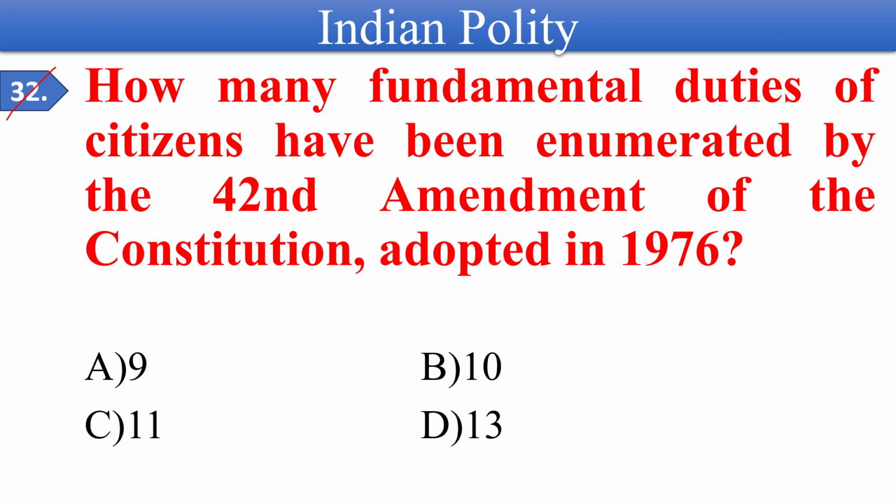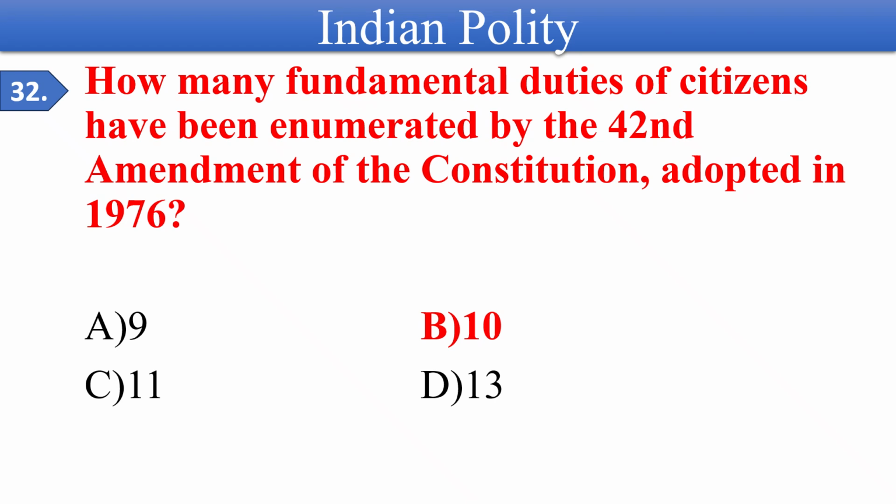Question number 32. How many fundamental duties of citizens have been enumerated by the 42nd Amendment of the Constitution adopted in 1976? Option A 9, option B 10, option C 11, option D 13, option B 10 is the correct answer.